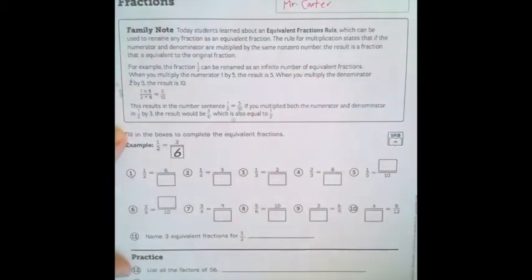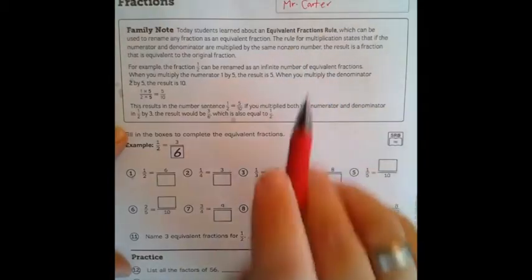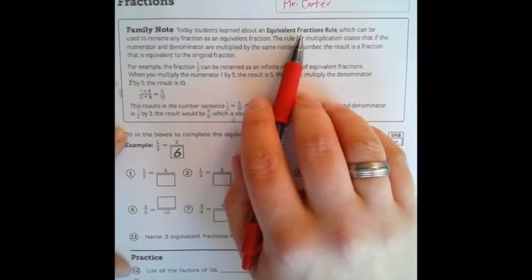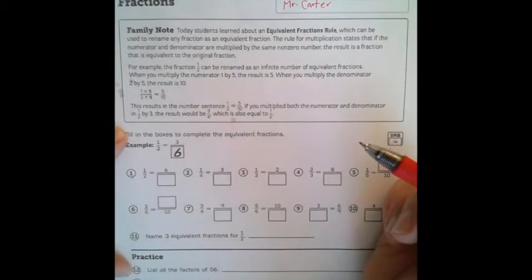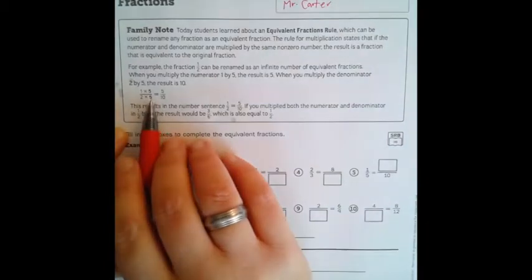And let's begin. Well, today in class we learned about our rule for finding equivalent fractions. And basically, it's whatever you do to the top, you got to do to the bottom, and whatever you do to the bottom, you got to do to the top.